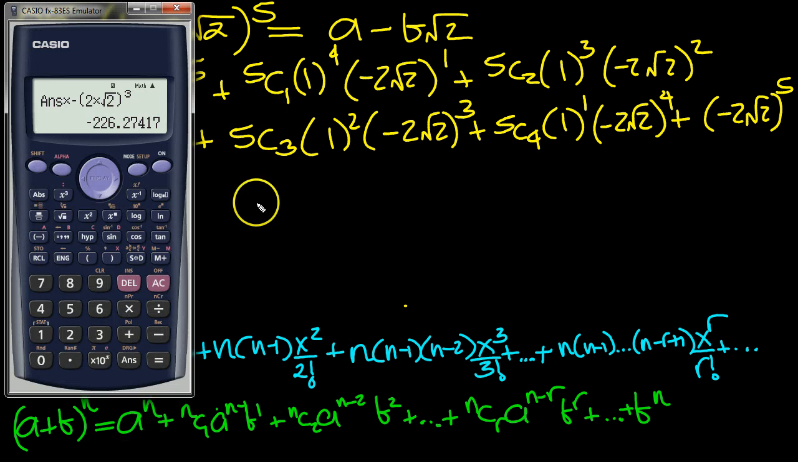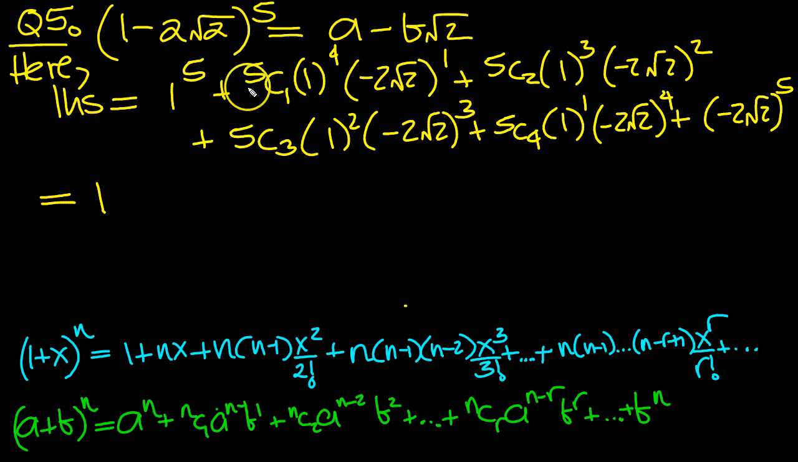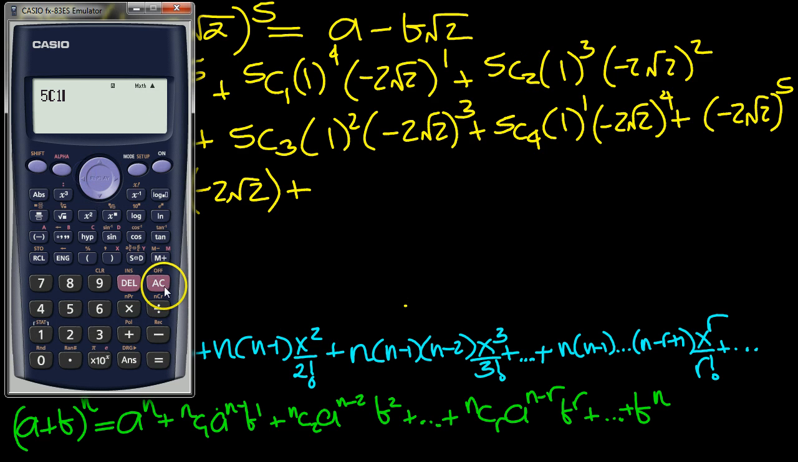5C1, let's just tap it in the calculator to make sure we're all happy. So it's 5C1. We get 5. So that's 5 times the -2√2, that's that term there, plus, then we've got 5C2 times 1 cubed, so 5C2, 10.